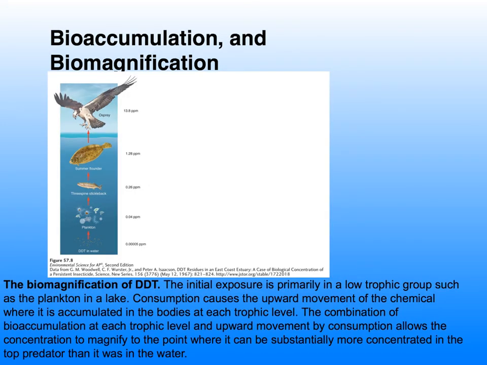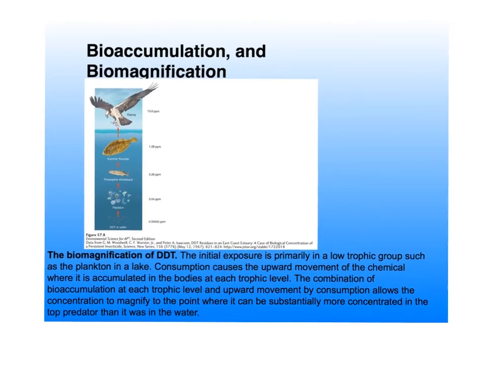All right, so here's biomagnification, bioaccumulation. I'm going to go ahead and just read this. The initial exposure is primarily in a low trophic group, such as the plankton in a lake. Consumption causes the upward movement of the chemical, where it is accumulated in the bodies at each trophic level. So they'll accumulate here, which will accumulate here. But what's happening here? The combination of bioaccumulation at each trophic level and upward movement by consumption allows the concentration to magnify, or it can be substantially more concentrated in the top predator than it was in the water.